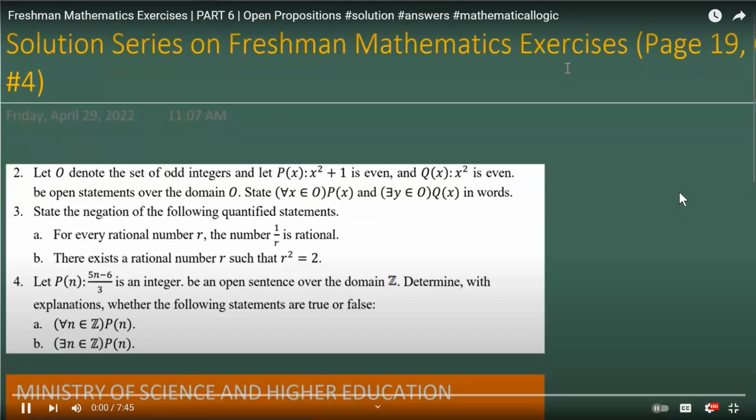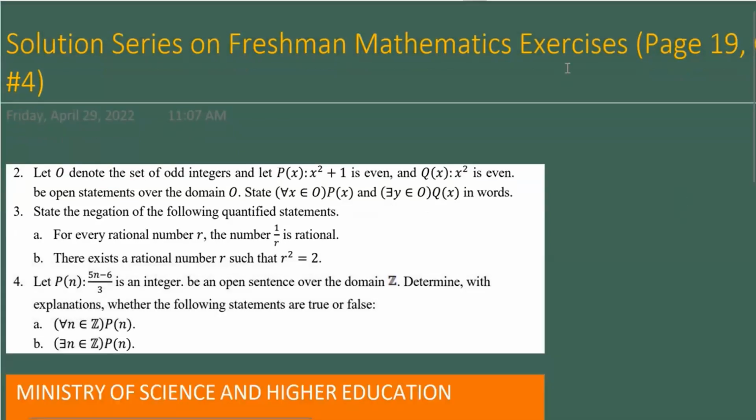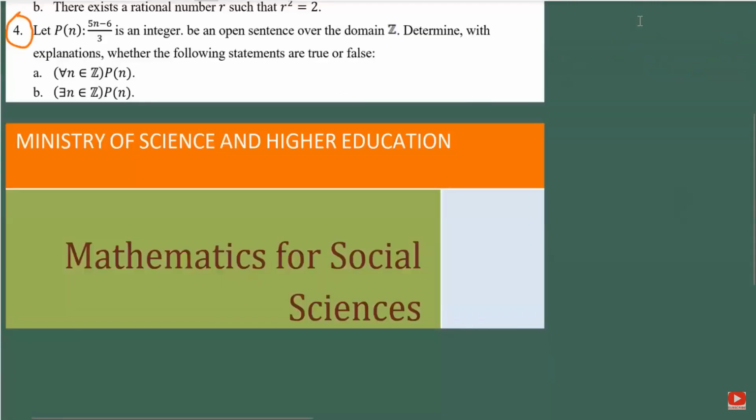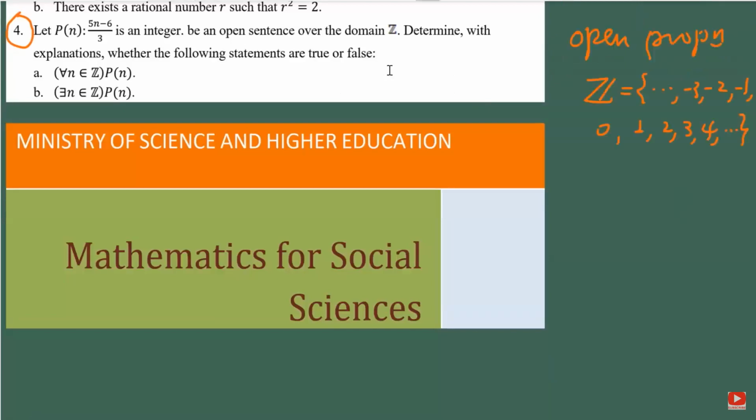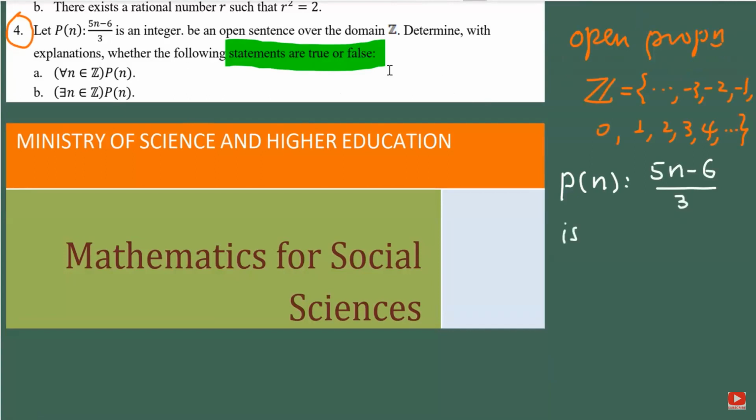Welcome. In this video, I have selected question number 4 of the exercise for freshman mathematics on page 19. Previously, I have solved question number 2. This question is about an open proposition. The question is to determine whether the statements are true or false. An open proposition P(n) is given by (5n - 6)/3 is an integer.